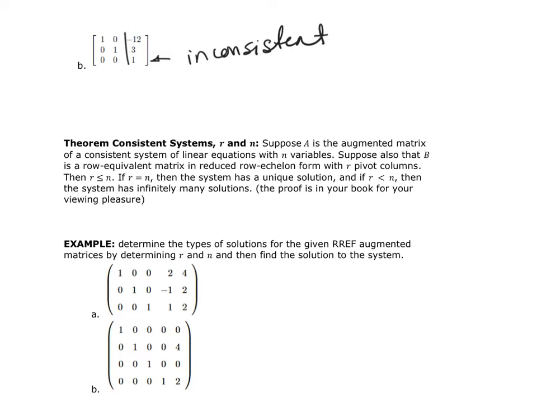So you're asking yourself, what does that mean? Well, it allows us to look at R and n and make a determination of the type of solution we expect to get. So let's take a look at these examples.